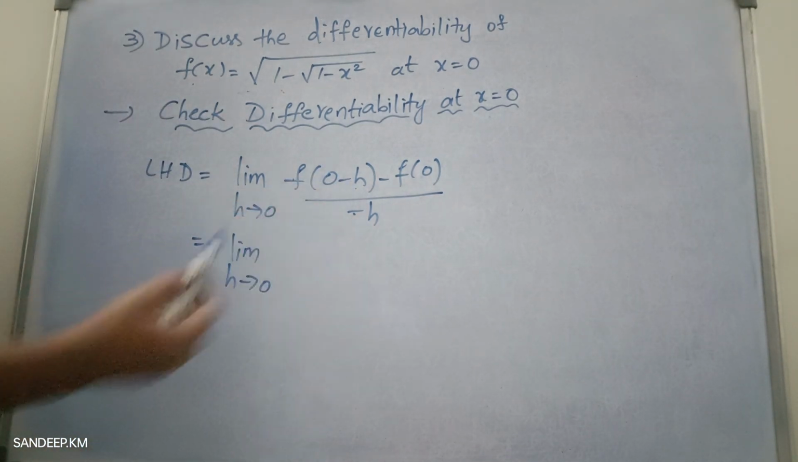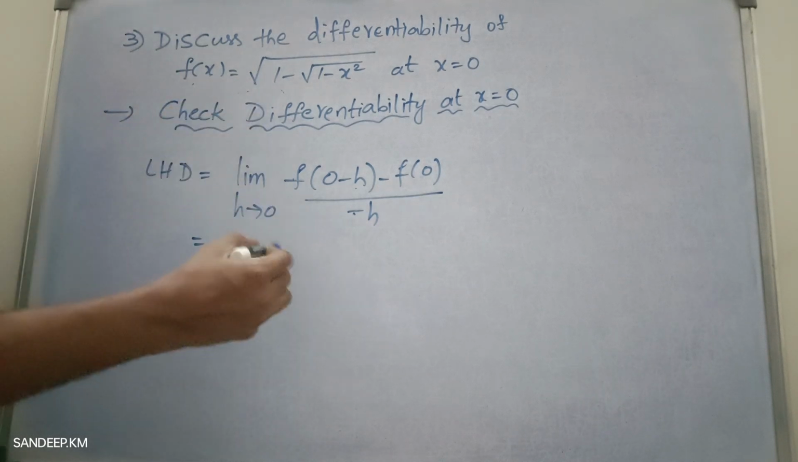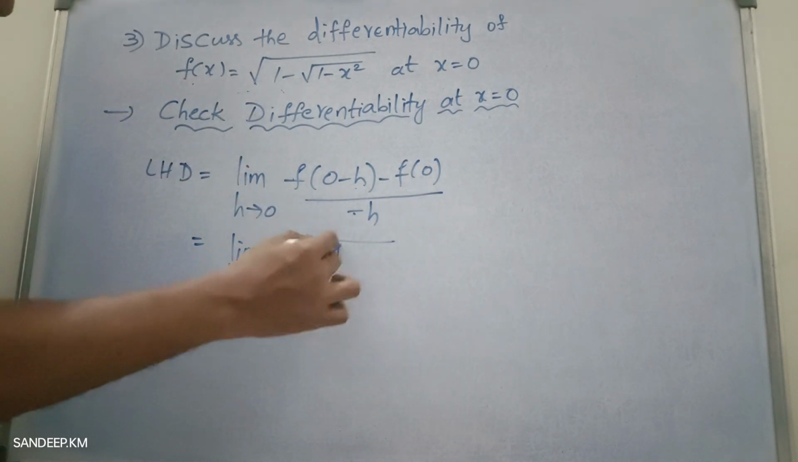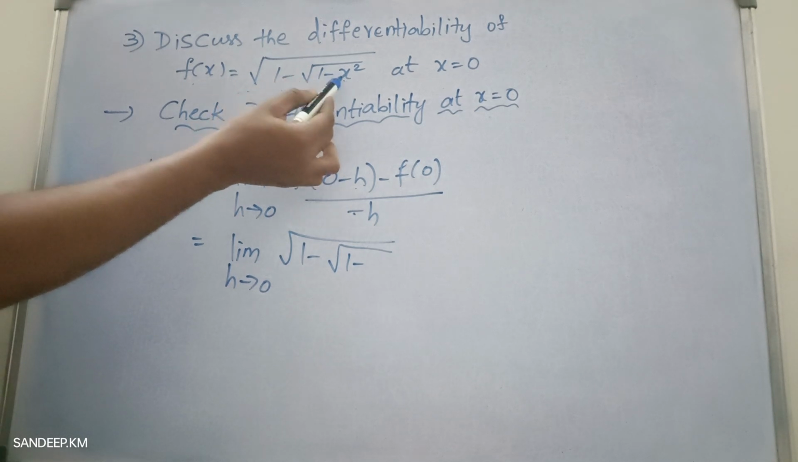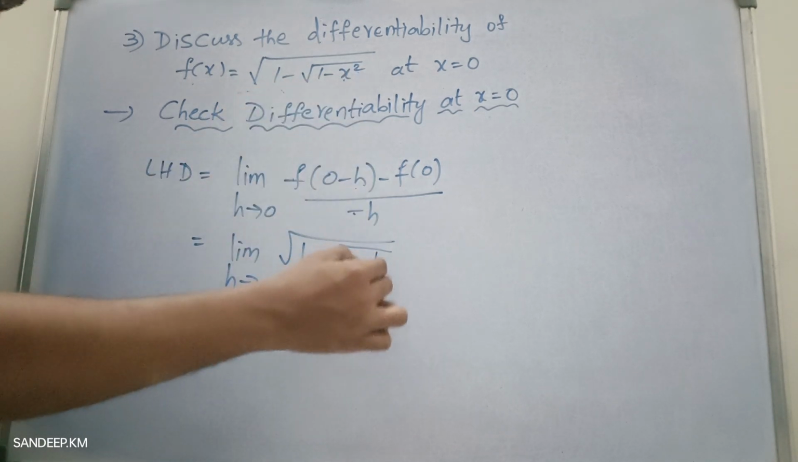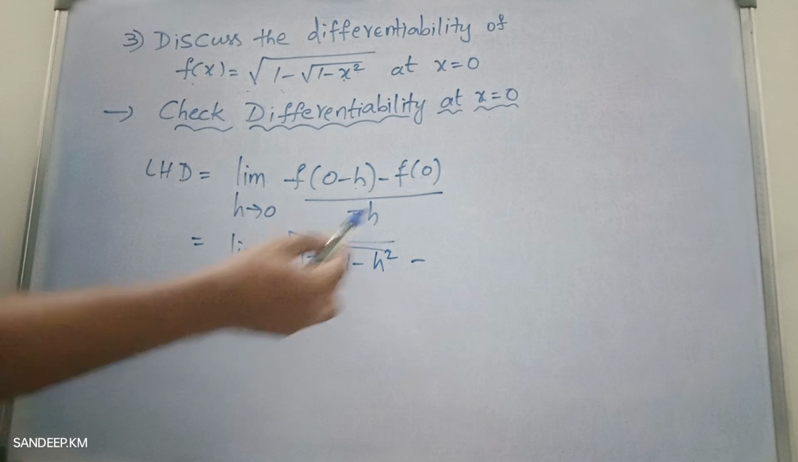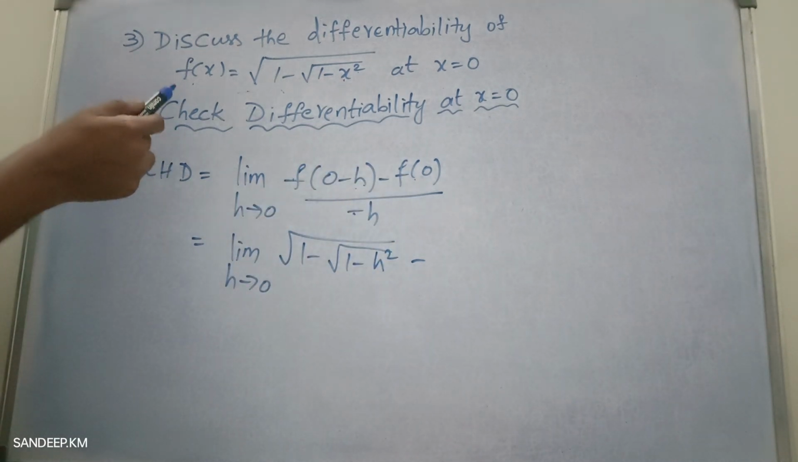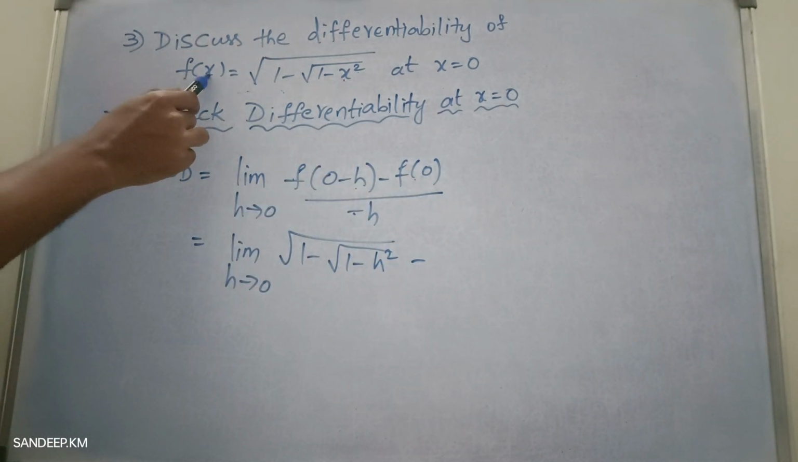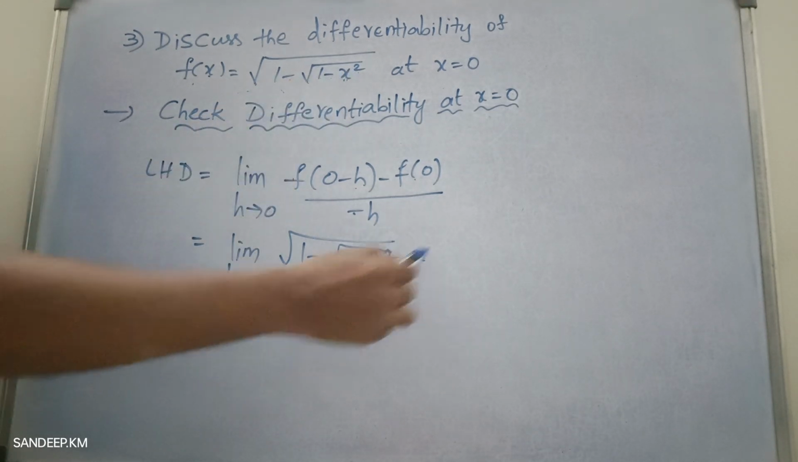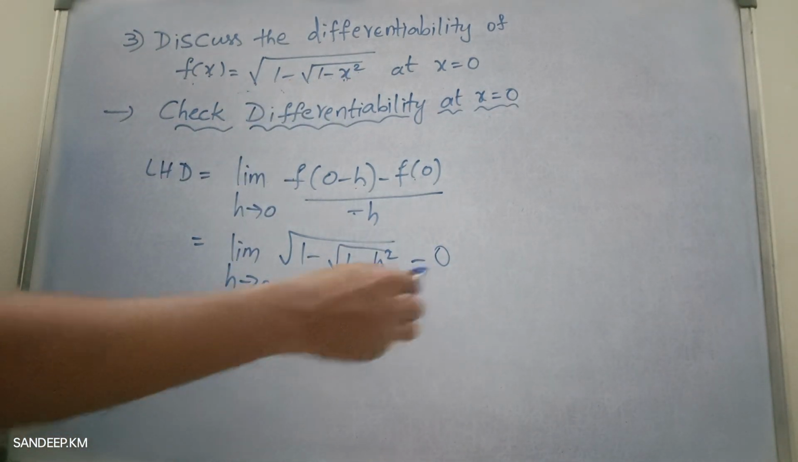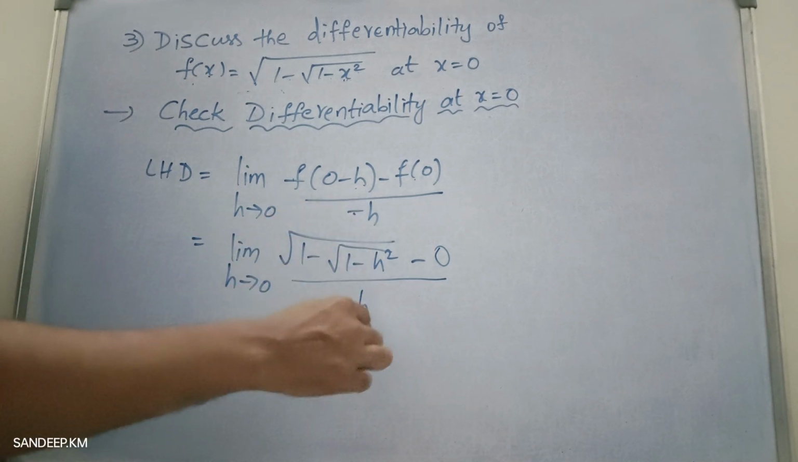So f of minus h, dear students, is root over 1 minus root over 1 minus, instead of x, if I substitute minus h, whole square is h square, minus f of 0. Already we have found f of 0. You can also find it here again. F of 0 is root over 1 minus root of 1 minus 0 square. If you simplify, you will get 0. Okay, now you can find it yourself, divided by minus h.